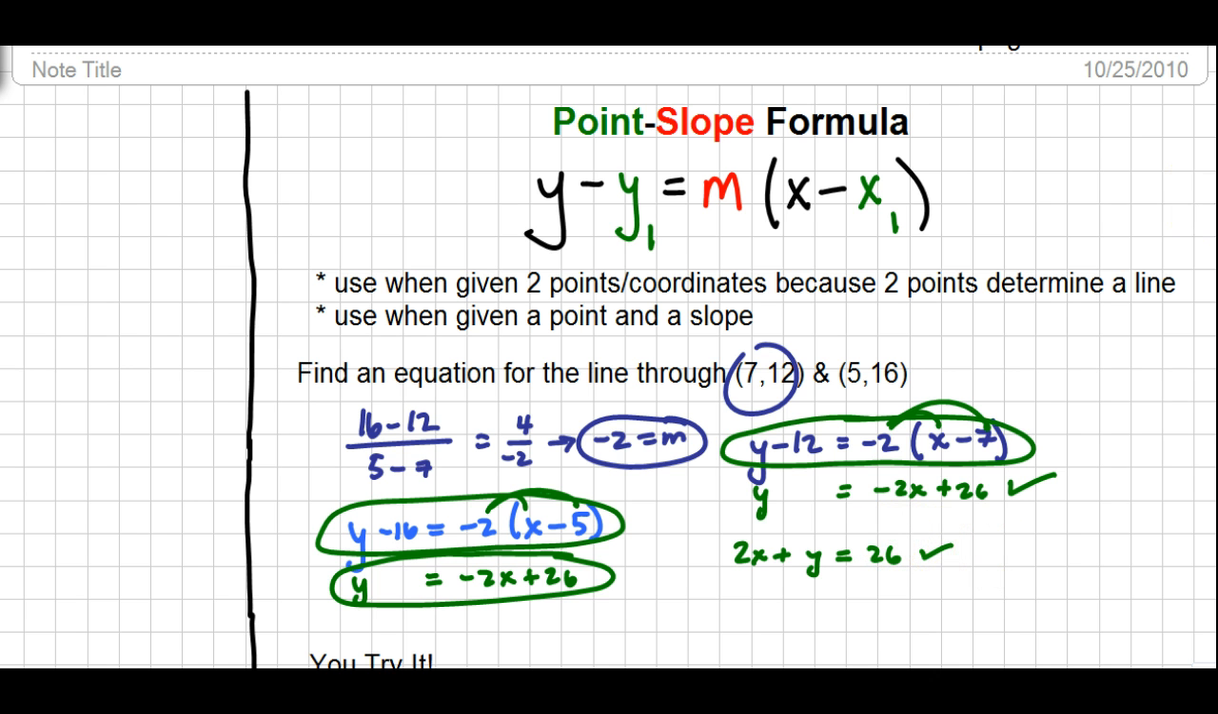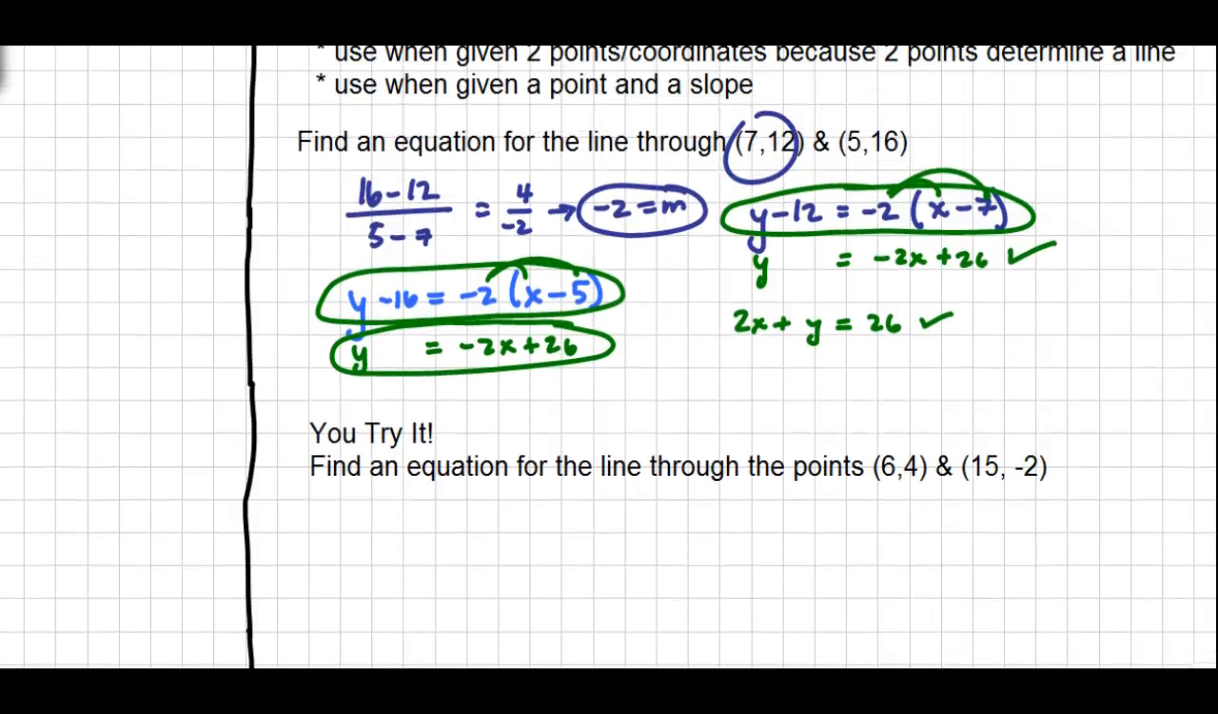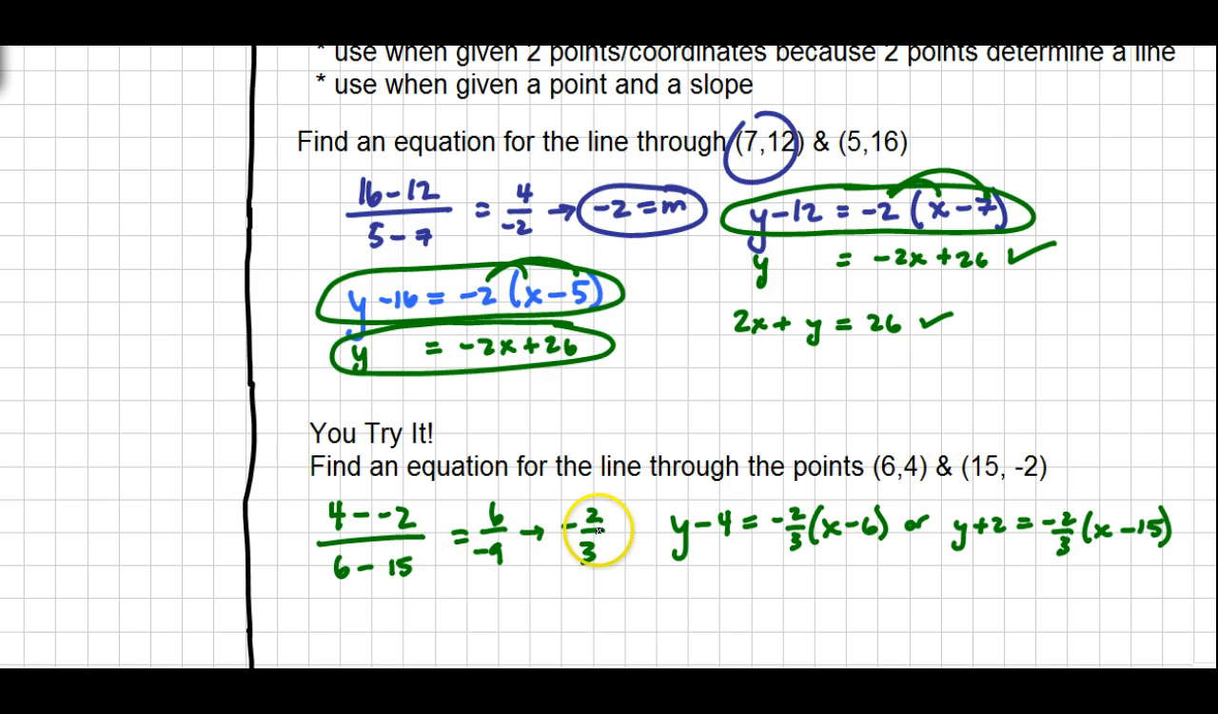So I'd like students to give this a try now. Go ahead and attempt to do the same problem on your own. Pause the video and the answer will show up shortly. And so the slope should have been negative 2/3, and when you choose your coordinates you could either have the -4 and the -6 or +2, -15.